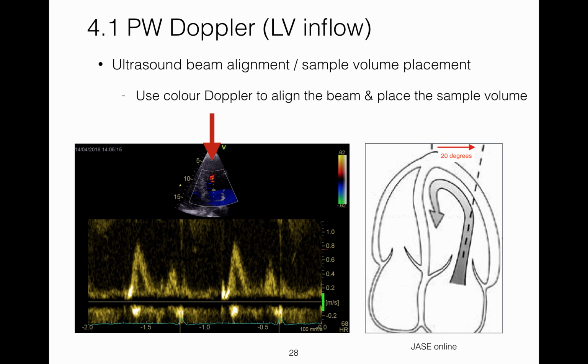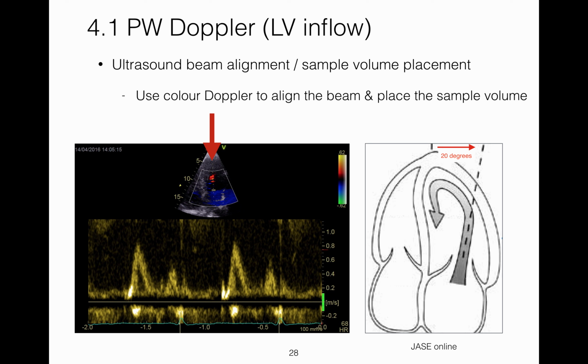When measuring left ventricular inflow with pulse wave Doppler, color Doppler should be used to guide the placement of the sample volume. This is to ensure that, one, the pulse wave sample volume is placed at the level of the mitral valve leaflet tips, and two, that the alignment of the Doppler beam is as near as possible to parallel to LV inflow.